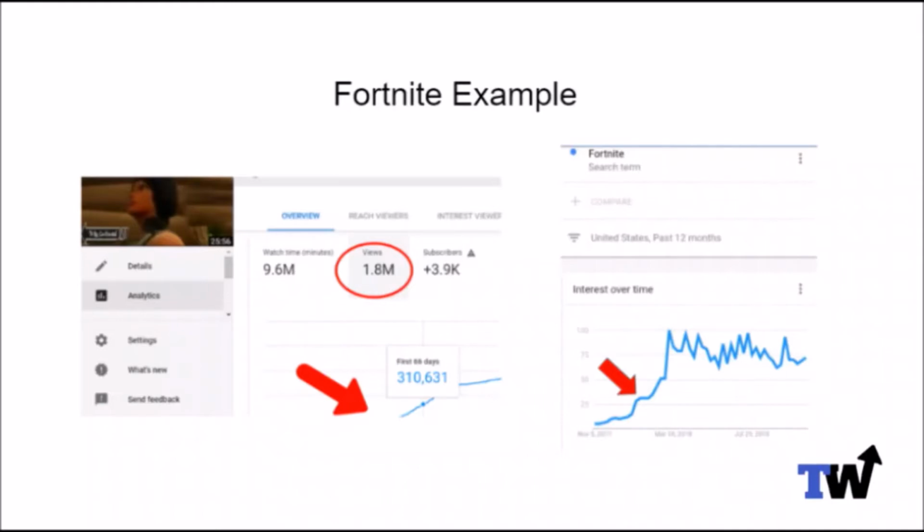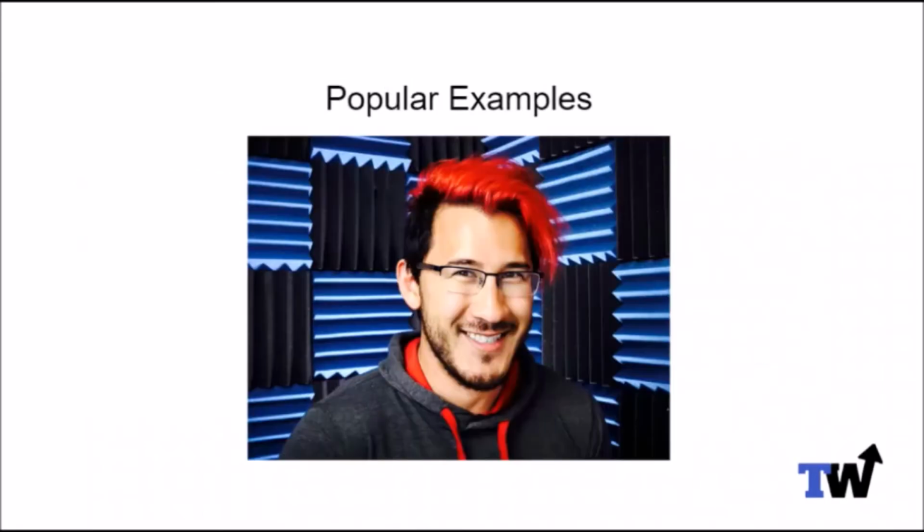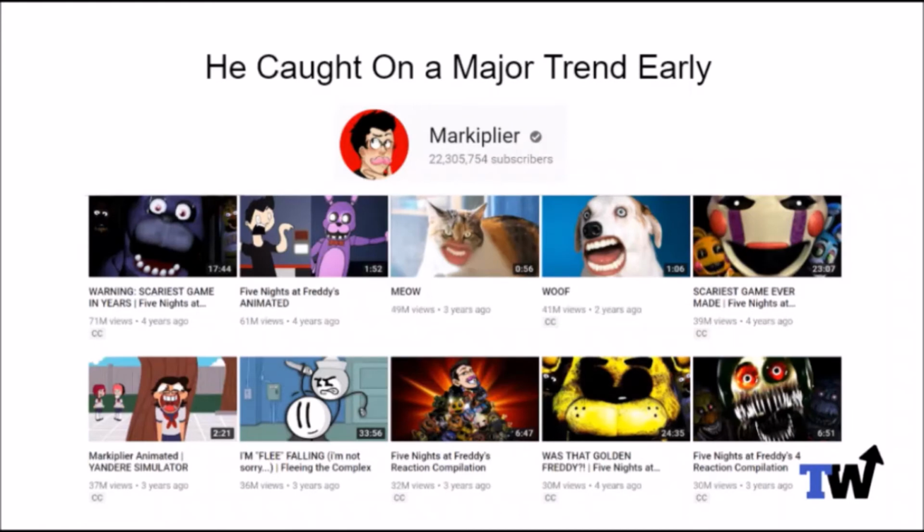But within the gaming niche, there was this one guy, his name was Markiplier. You may have heard of him, you may not. He has over 20 million subscribers on his channel. He's pretty big, but when he grew on YouTube, he actually caught on to a trend extremely early, and this trend was Five Nights at Freddy's.